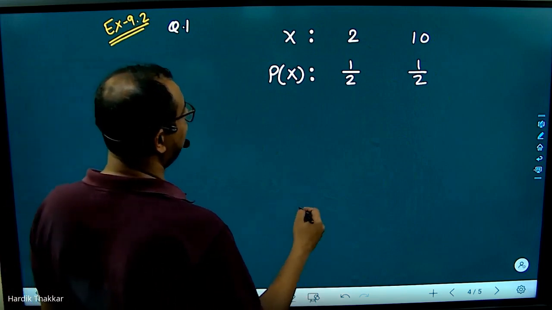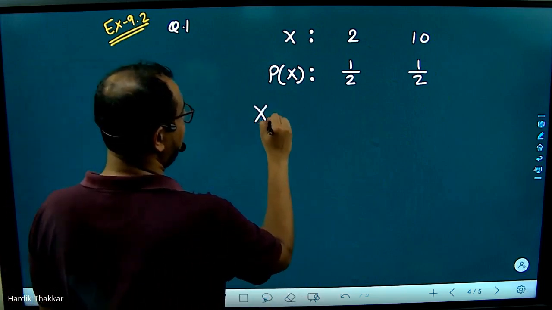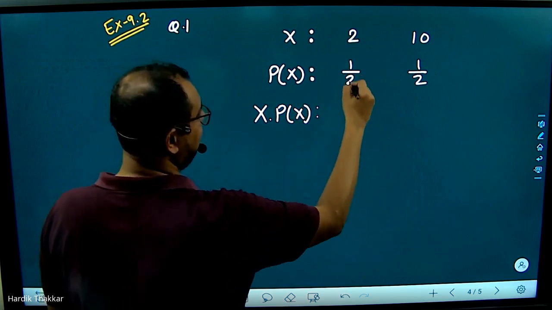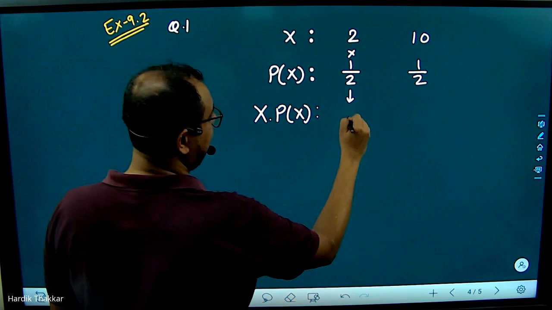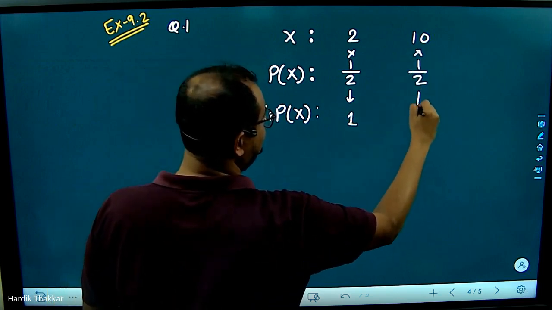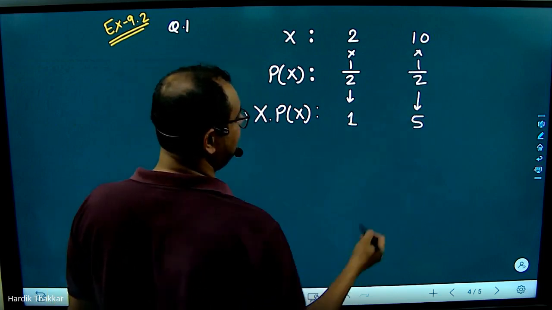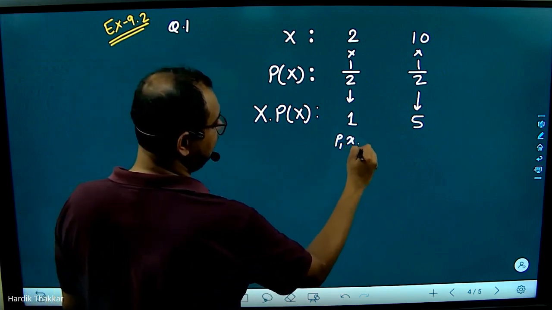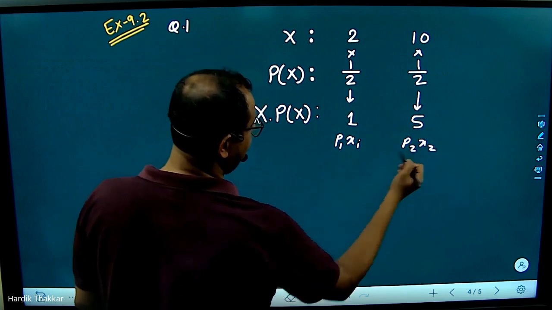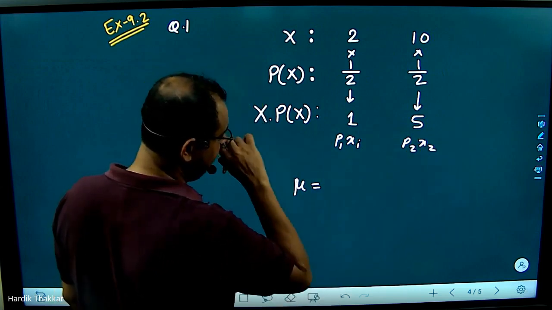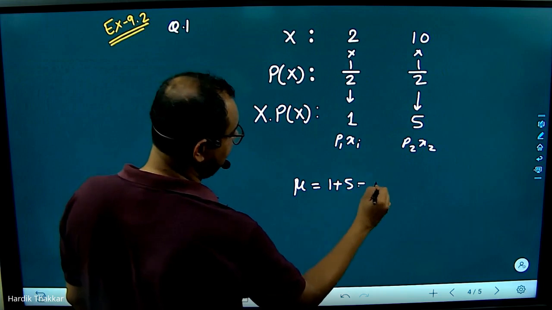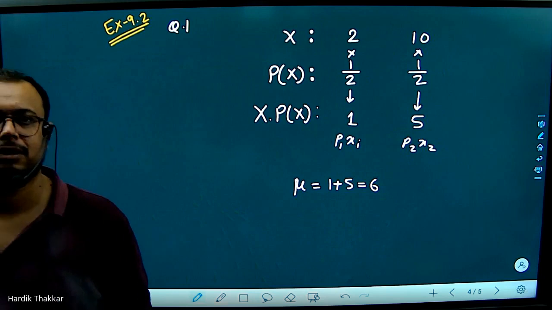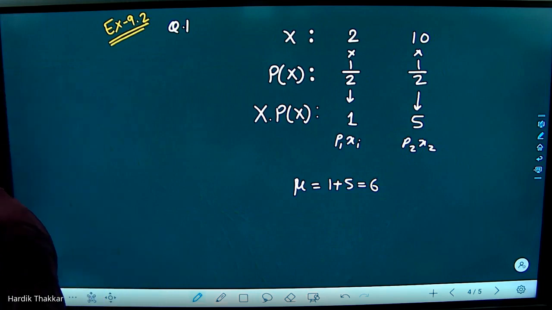Now, we have to determine the mean value. So first we will calculate x into probability of x, meaning the product of these. The product of these two we will get 1 and the product of these two we will get 5. These are p1x1 and p2x2. Now we will take the sum of this, so mu is equal to 1 plus 5, that is equal to 6. So the mean amount he will receive is rupees 6. Okay, is it clear, Chevy? Now try to solve the second part.